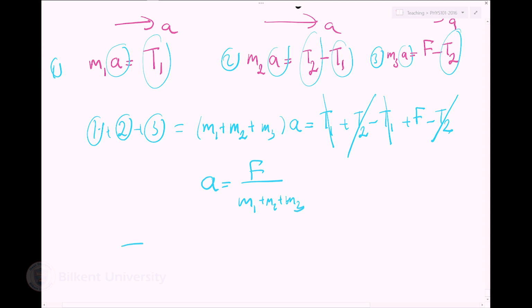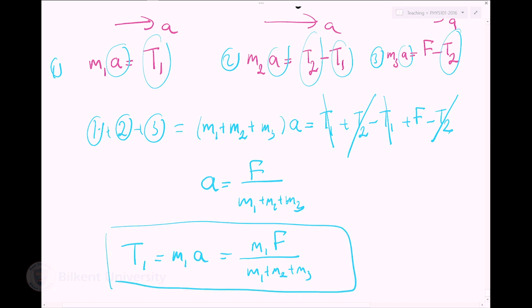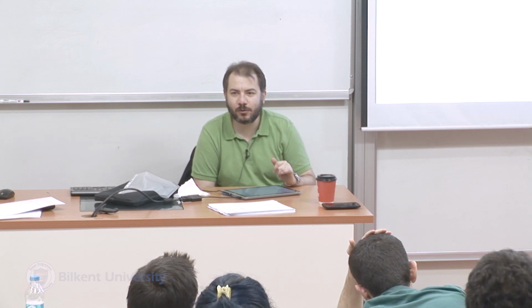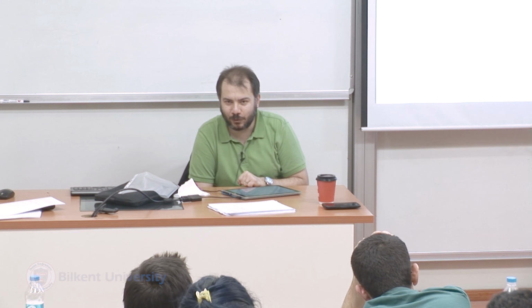And what is T1? T1 is just M1 times A, which is going to be M1 times F divided by M1 plus M2 plus M3. Did I reach my goal? Yes. What was asked? T1 was asked, and I found it in terms of given quantities M1, M2, M3, and force. Does it make sense unit-wise? I expect T to have units of Newton. Force has units of Newton. I have a mass multiplying force and mass dividing the force, so units also check.